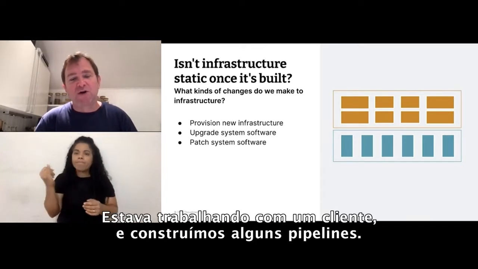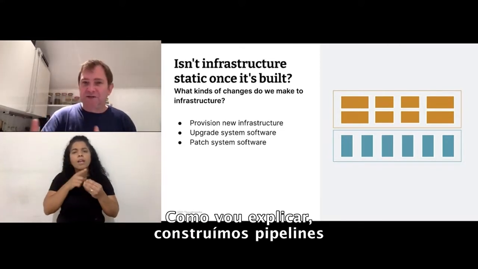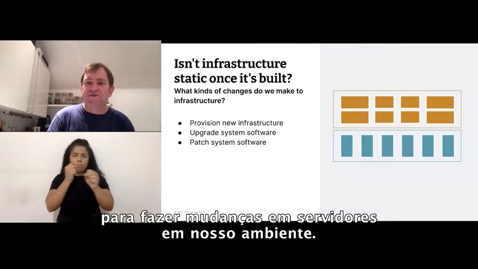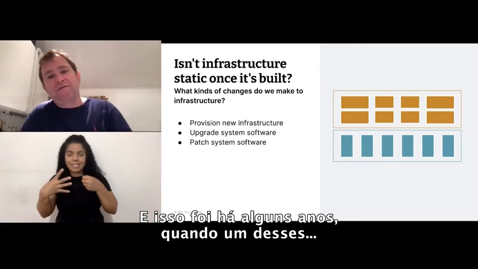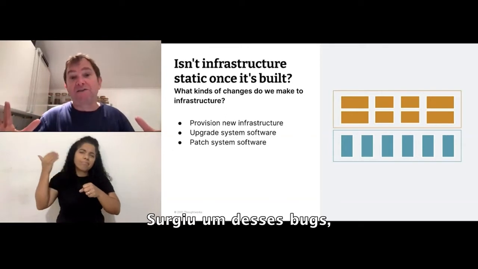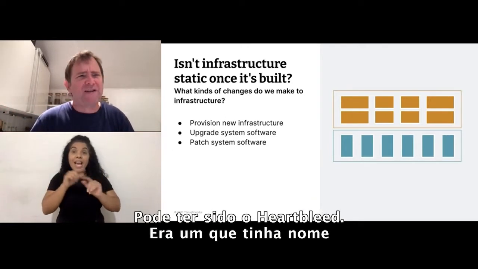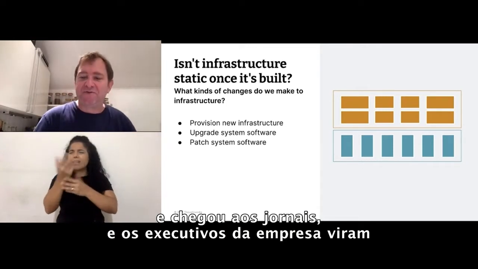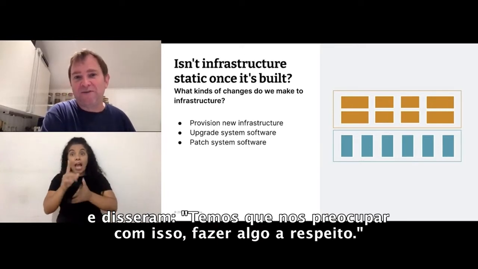I was working with one client where we built some pipelines, as I'm going to talk about, for making changes to servers in our environment. And this was around the time, some years back, when one of these bugs came out, an announced security flaw in the SSL software. It might have been Heartbleed, I can't remember. It's one of those that had a name and made it into the newspapers, so executives at the company saw this and said, oh, we have to worry about this. We have to do something about this.